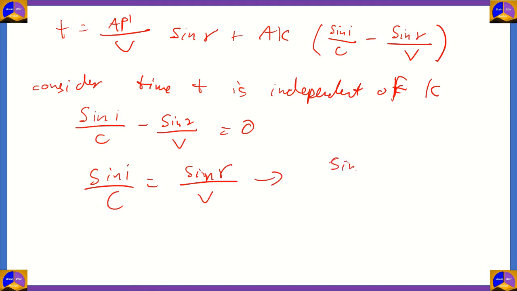That means sine I divided by sine r is equal to c divided by v, which is equal to the refractive index mu. So that is a constant. So basically the sine of angle of incidence divided by the sine of angle of refraction is always a constant. So this is Snell's law of refraction. So basically we've proved that the laws of refraction are true even in wave optics.